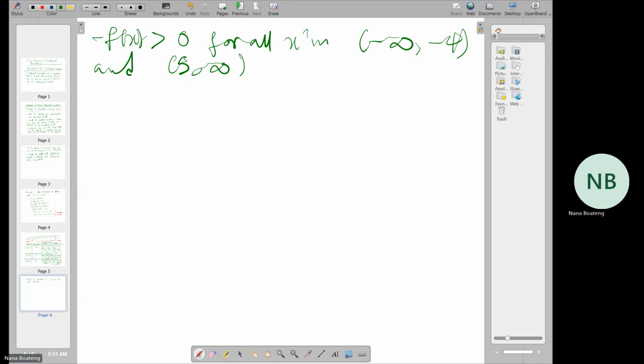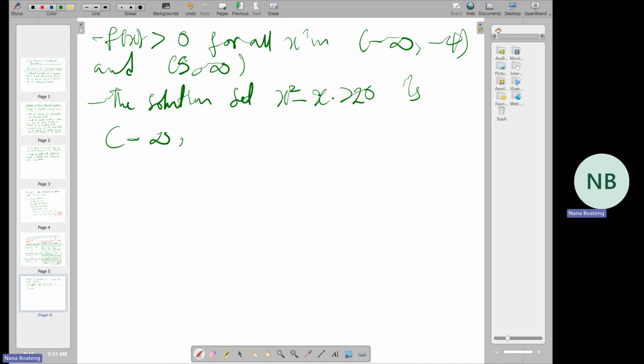So the solution set for the inequality x squared minus x greater than 20 is minus infinity to -4 union 5 to positive infinity. So this will be our solution set.